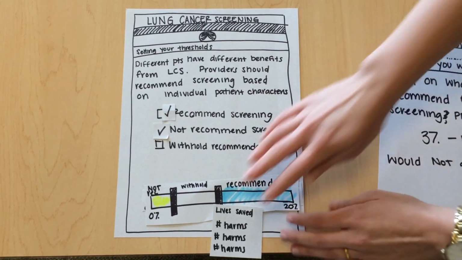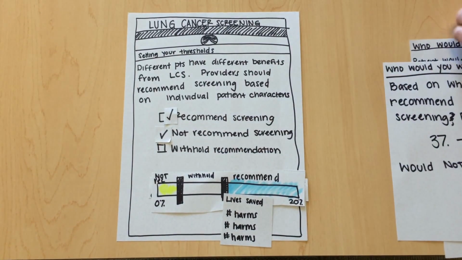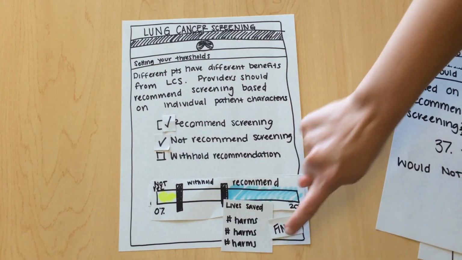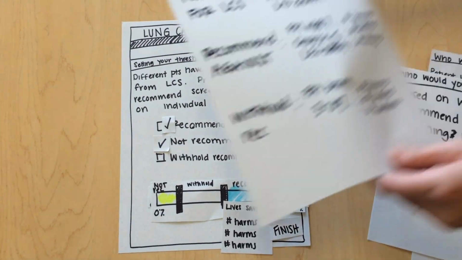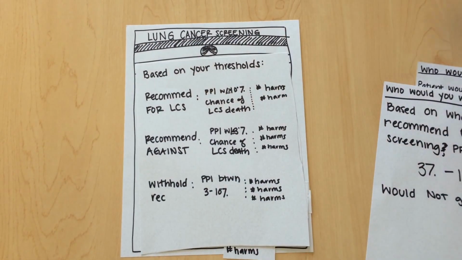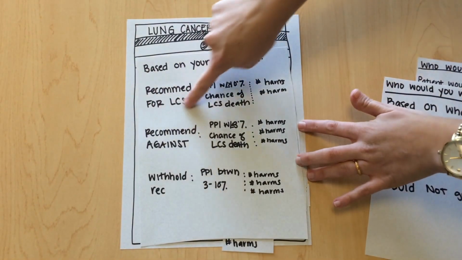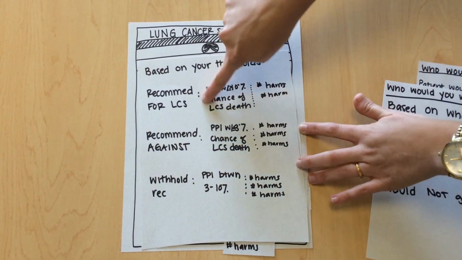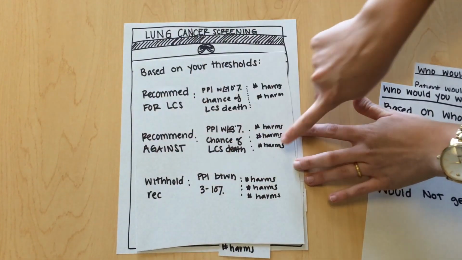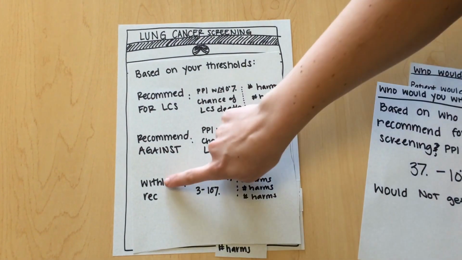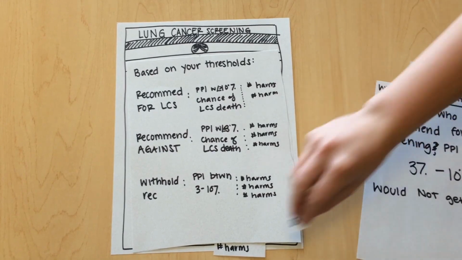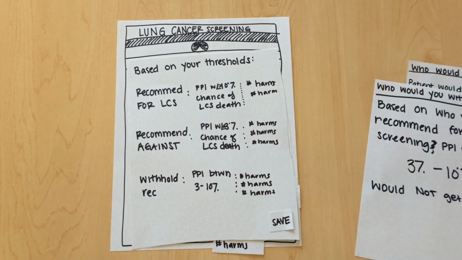So then we would press save, finish. So press that. That would have been there the whole time. We have a conclusion screen that's not very pretty right now, but we would have our recommend for screening, and then all of the data that we decided on, recommend against screening, and then all the data we decided on, and then withhold recommendation. We would press save, and then we would be done.